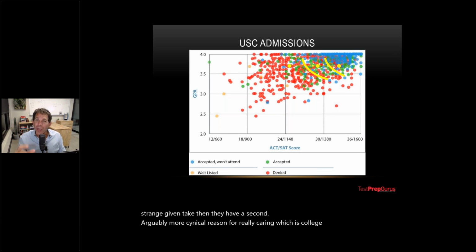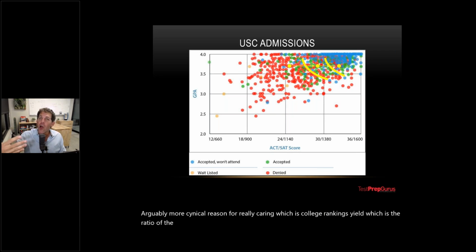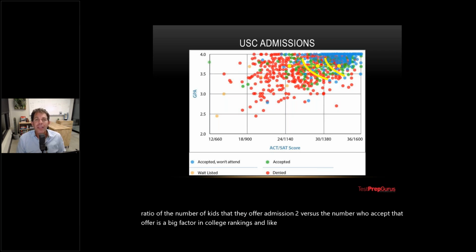Yield, which is the ratio of the number of kids that they offer admission to versus the number who accept that offer, is a big factor in college rankings. And like a lot of this stuff, yield wasn't meant to have this huge outsized impact on college admissions, but it is one of the few metrics in that process that colleges have a lot of control over.